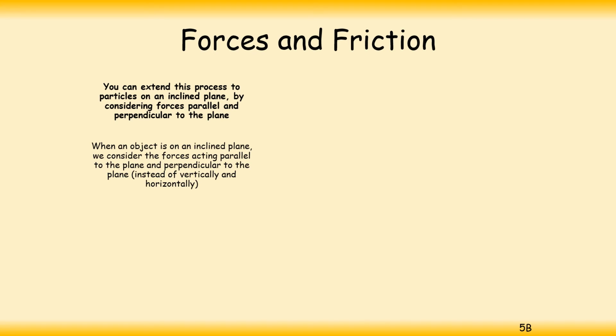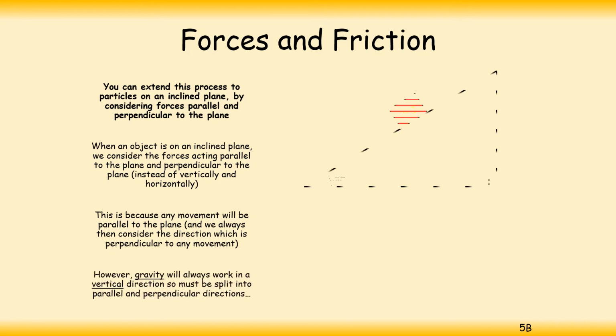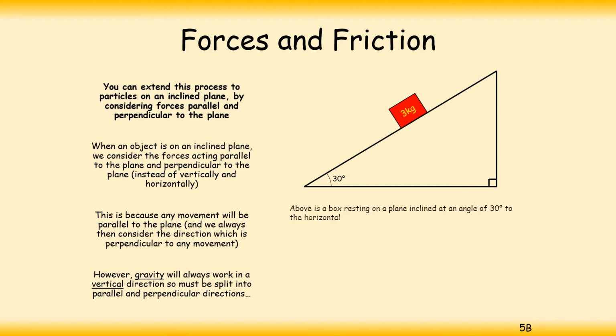So when an object is on an inclined plane, we need to consider the forces acting parallel to the plane and perpendicular to the plane. So here's an example. If we have a 3 kg block resting on an inclined plane at an angle of 30 degrees, then we'll have the weight acting downward, which is 3g. Now g is obviously due to gravity, so in maths we will use 9.8 and in physics we'll use 9.81.